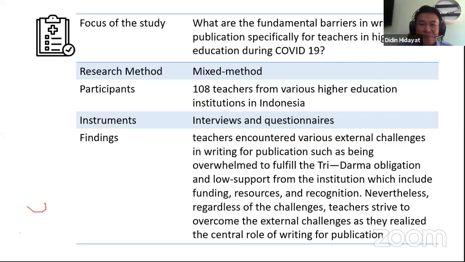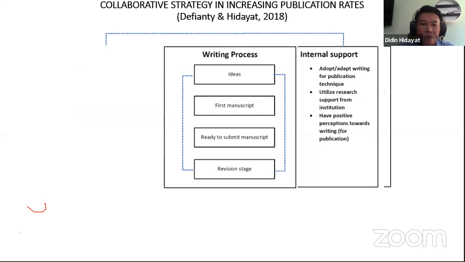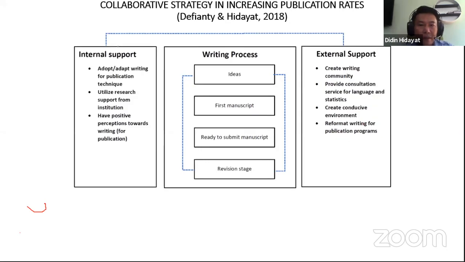Yeah, so basically what we are proposing based on these implications is that there should be some kind of concerted efforts. First is the exposure or the willingness from the teachers themselves, then the support from the institutions, and the third one is the support from the government. At least we argue that there should be a concerted effort among three parties: the teachers themselves, the institution, and the government.